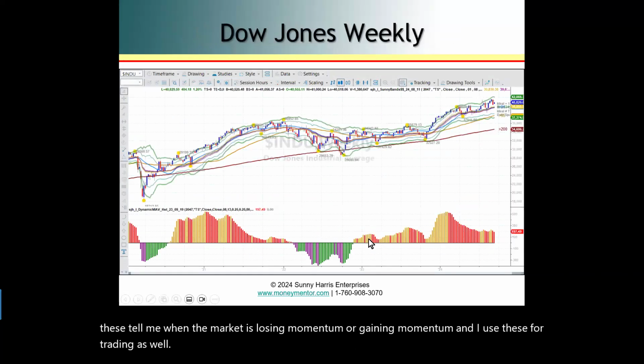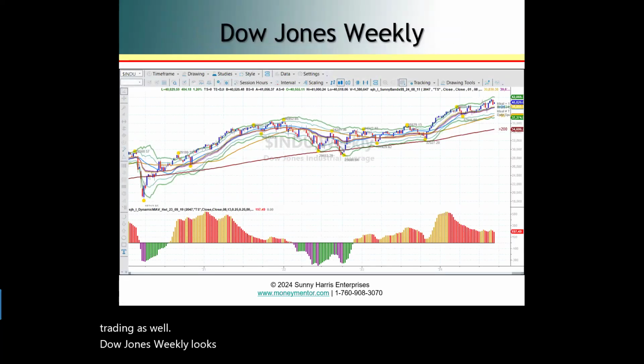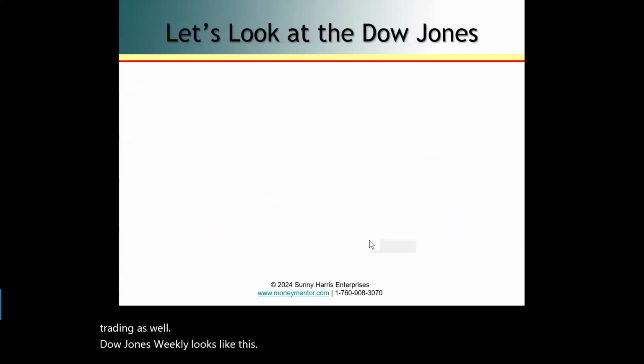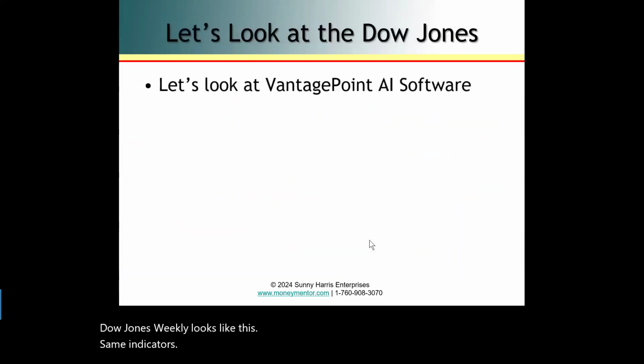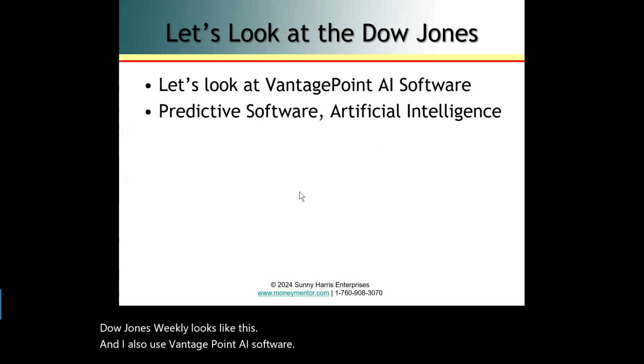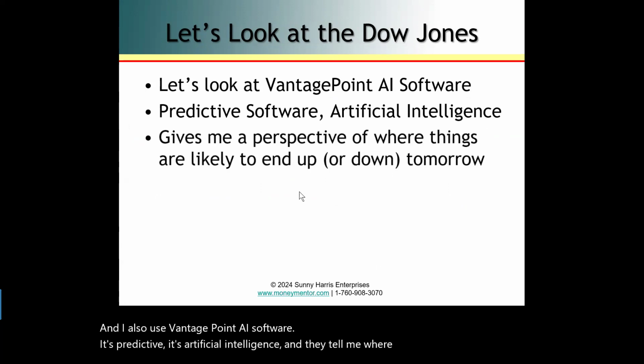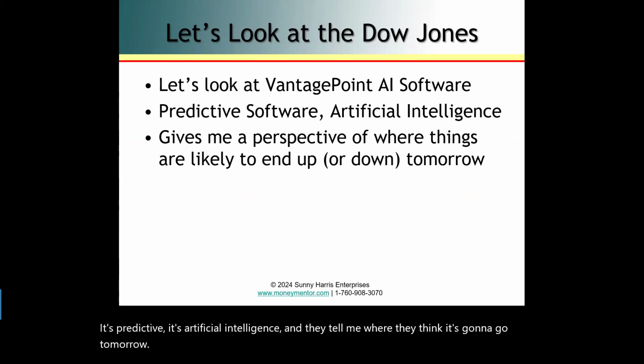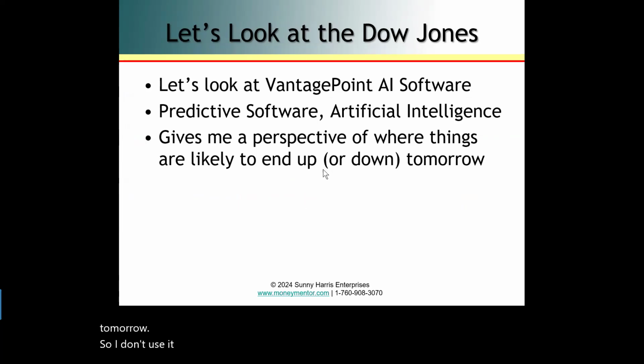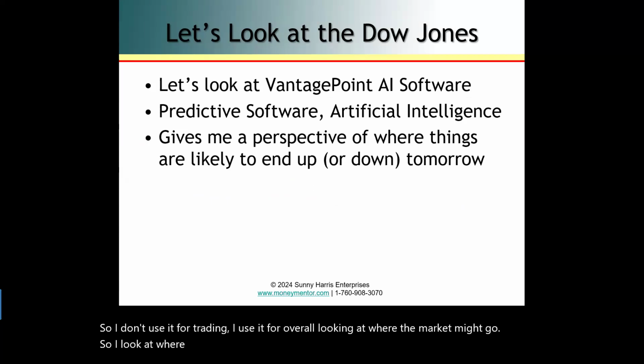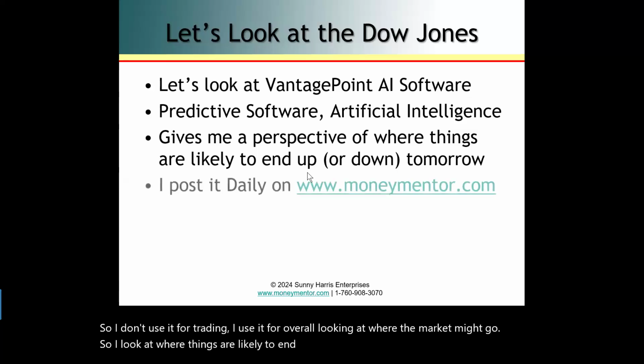Dow Jones Weekly looks like this. Same indicators. And I also use Vantage Point AI software. It's predictive, it's artificial intelligence, and it tells me where they think it's going to go tomorrow. So I don't use it for trading. I use it for overall looking at where the market might go. So I look at where things are likely to end up or down tomorrow.